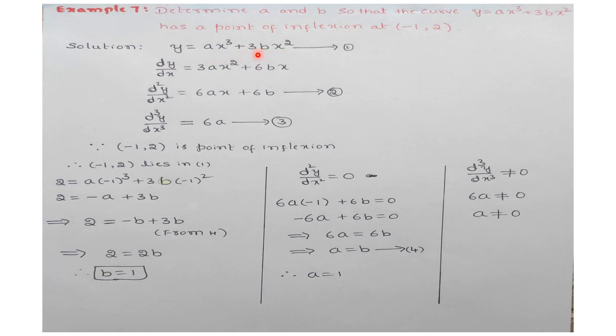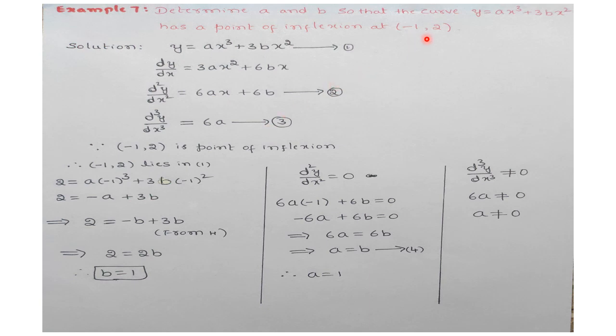Here a and b are constants. Differentiation of y is dy/dx. This is equal to, here a is constant, the differentiation of x³ is 3x², therefore 3ax², plus here 3b is constant, the differentiation of x² is 2x, therefore this one is 6bx. Next, again differentiating with respect to x, you will get 6ax plus 6b, since the differentiation of x is 1. Call this equation number 2. Again differentiating with respect to x, 6a is constant, the differentiation of x is 1, plus the differentiation of 6b is 0, therefore this one is 6a. Call this equation number 3.